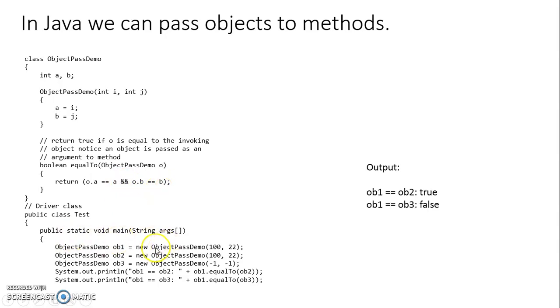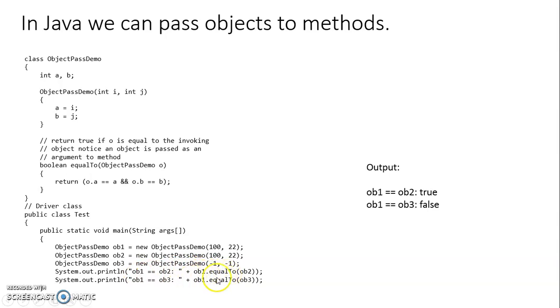Now this is my main function. I have created three objects. For the first object I am passing the value 122. For the second I am passing the value 122. And for the third I am passing the value -1. And then I am printing the statement ob1.equalTo(ob2). I am going to compare whether the first object's value is equal to the second object.